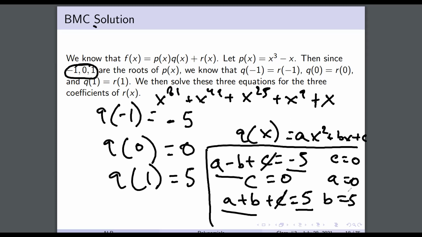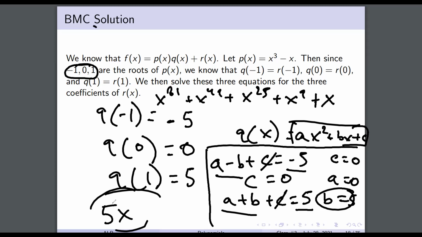So thus, if we plug a, b, and c back into this quadratic, we'll get that the remainder is 5x. And that is our answer. I'm going to leave this on here for a little bit so people can follow. Please come in and ask if you have any questions.